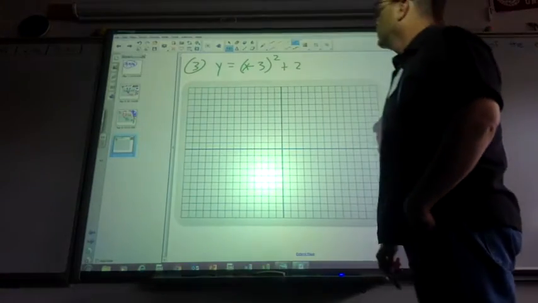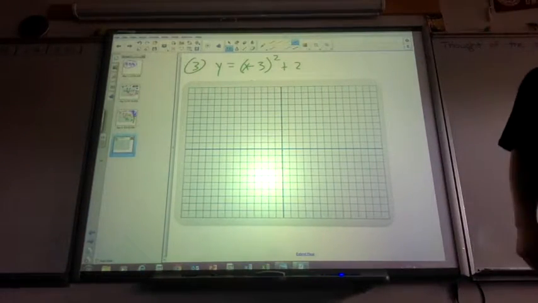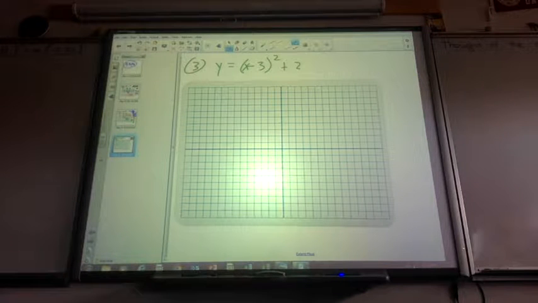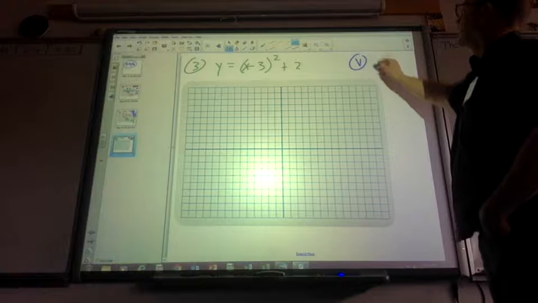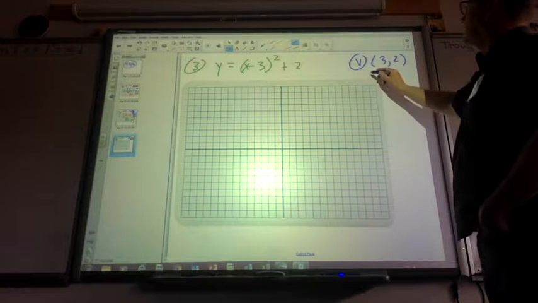All right. Is this set up in vertex form? Yes, it is. So what's my vertex? 3, 2. 3, comma 2. What's my axis of symmetry? 3.